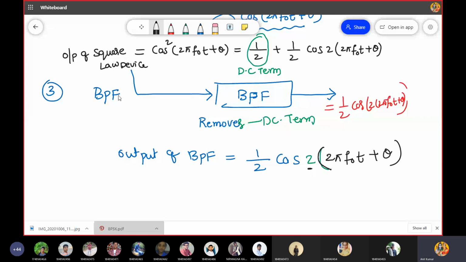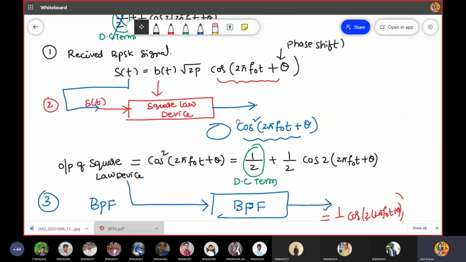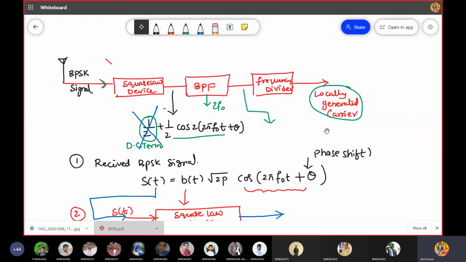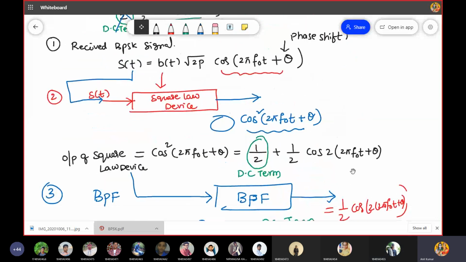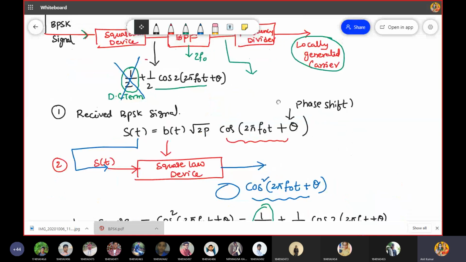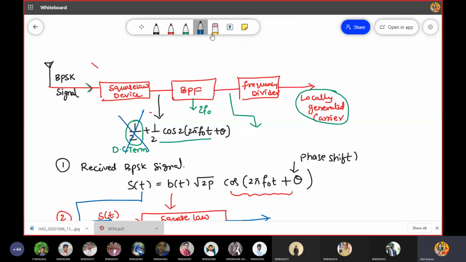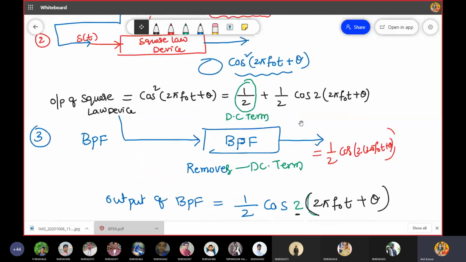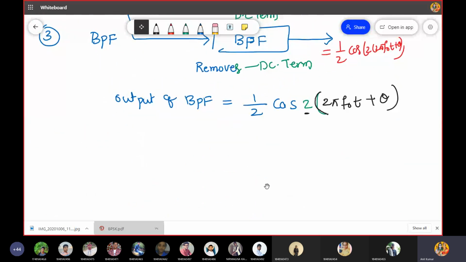Now, the output of the band pass filter is given to which one? Here all of you please look. The frequency divider. What is the frequency division? Divided by 2. The frequency is divided by 2 in the frequency divider. So now the fourth point is that the output of the band pass filter is applied as input to the frequency divider, which I consider as the divided by 2 frequency divider.